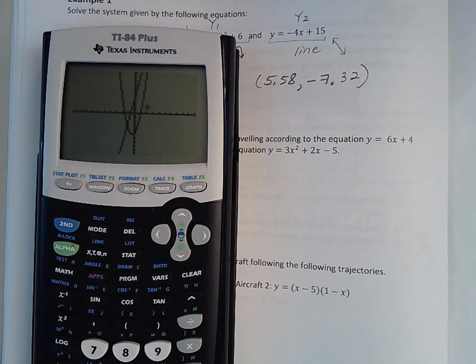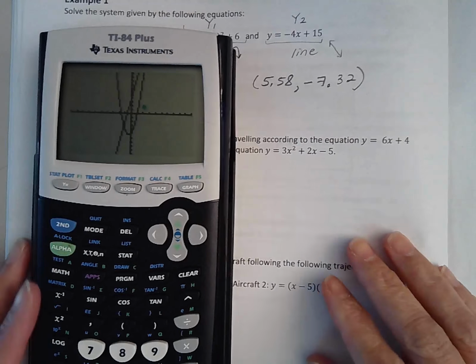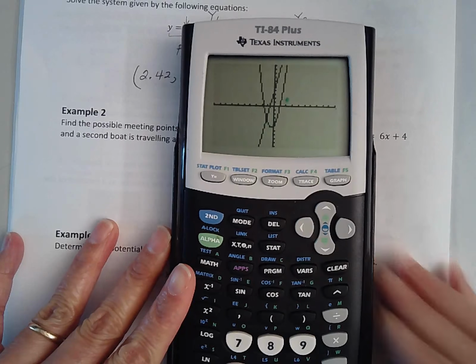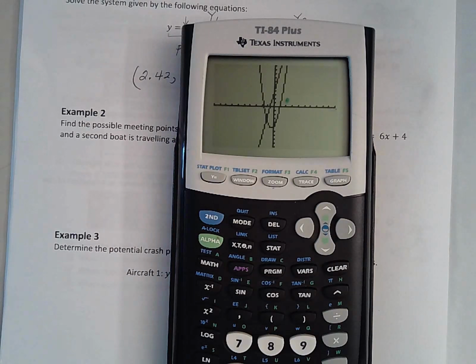Okay. When you have that graph in front of you, take a look. How many points of intersection does that graph have? Not the intercepts, but the intersection. Okay, now that's way too many.